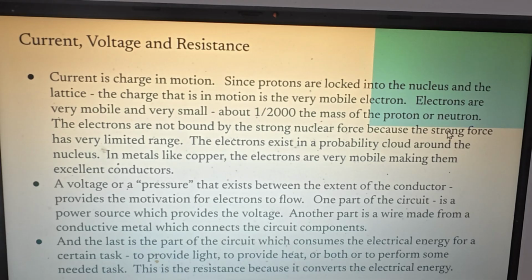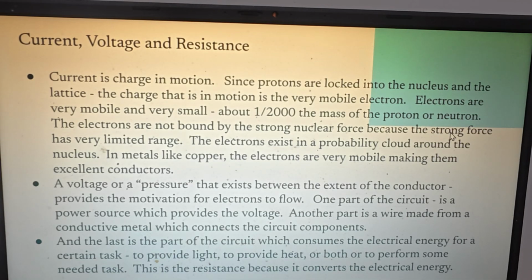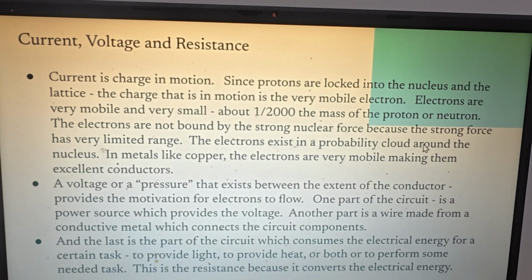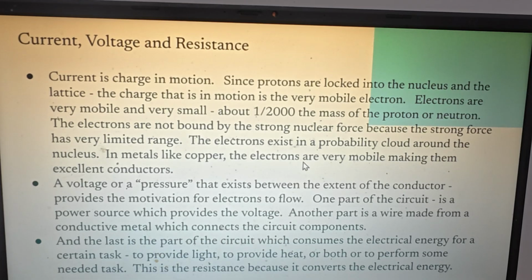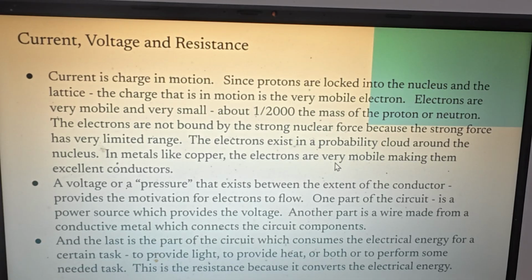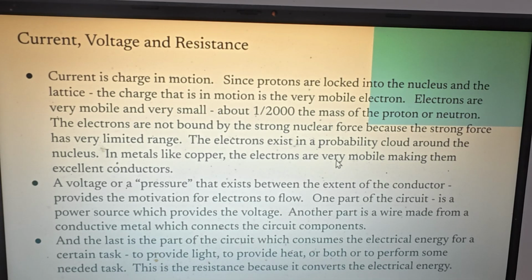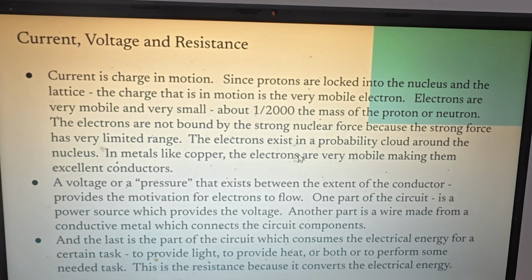And this strong force has very limited range, and its range is just barely beyond the boundaries of the nucleus. Since the electrons exist in a cloud around the nucleus about 50 times the dimension of the nucleus, they're not affected at all by the strong force. So that's the current, charges in motion.